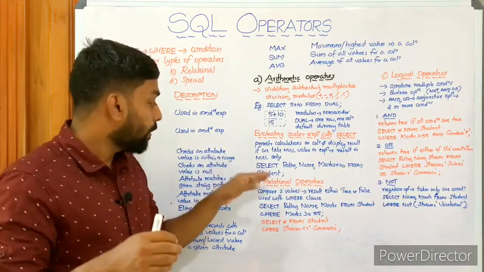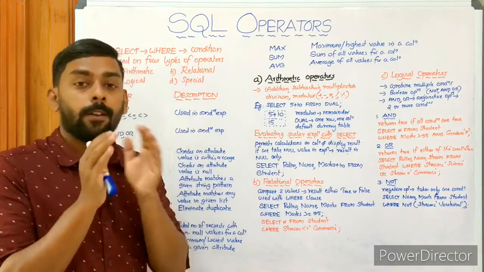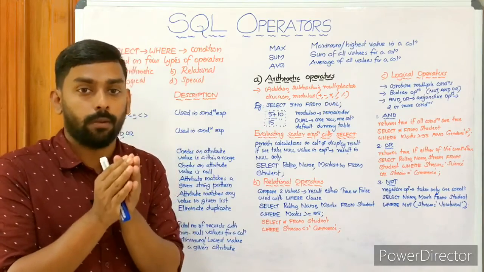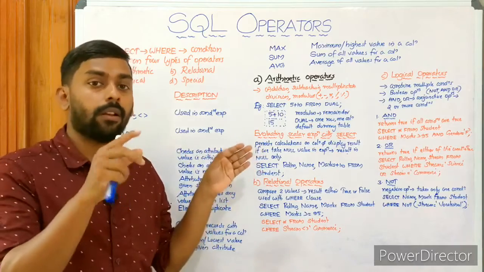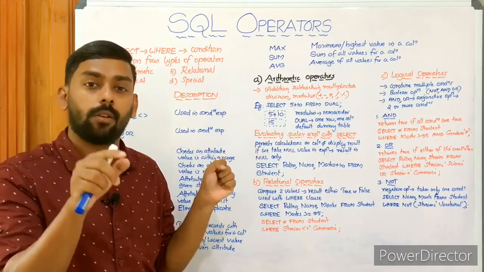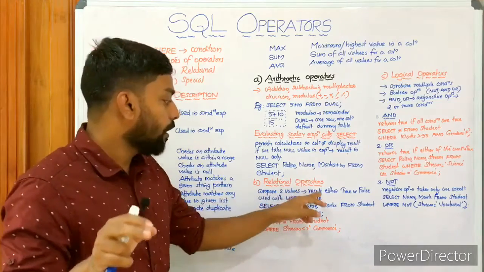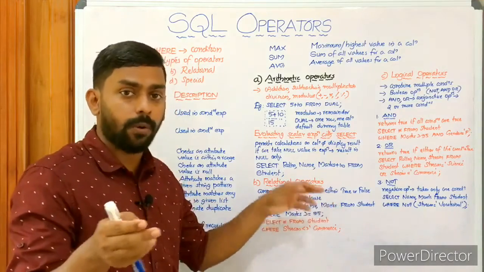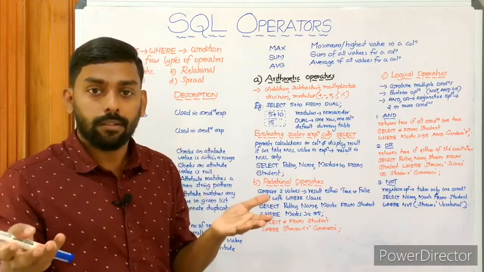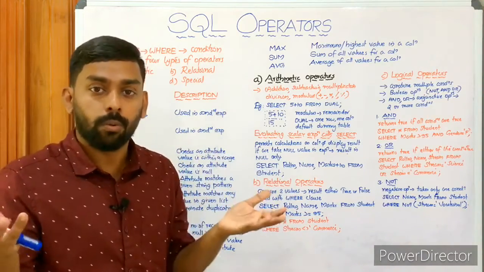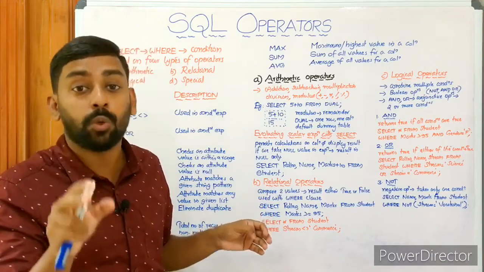Now let's look at the second type of operators, relational operators. As we know, relational operators are used to compare two values, or relate two values. The operators are equal to, less than, greater than, less than or equal to, greater than or equal to, not equal to. The result will be either true or false. When we compare 5 greater than 10, it returns false. 5 less than 10 returns true. So the result of relational operators will definitely be either true or false.